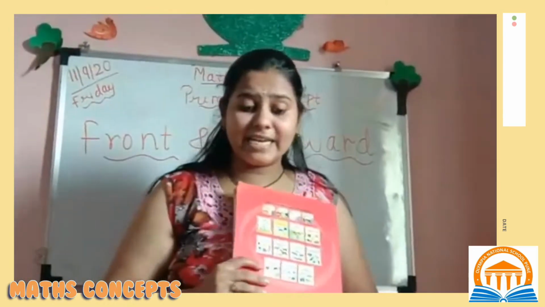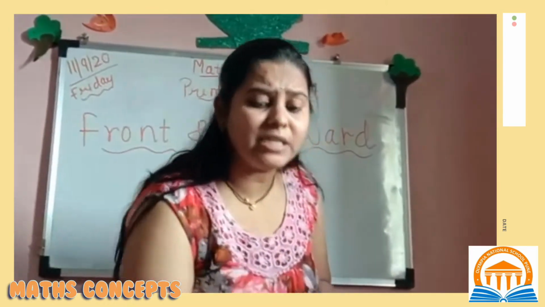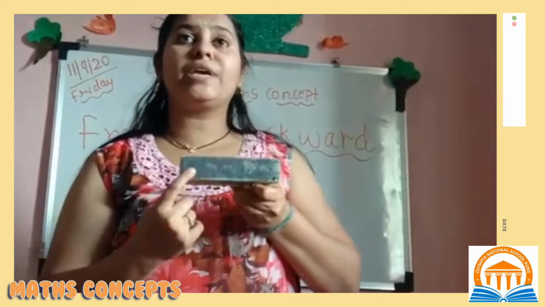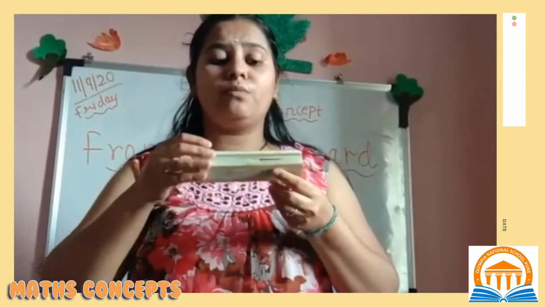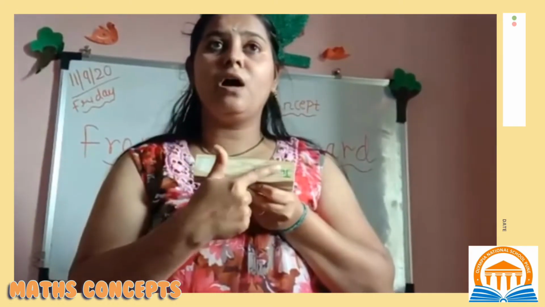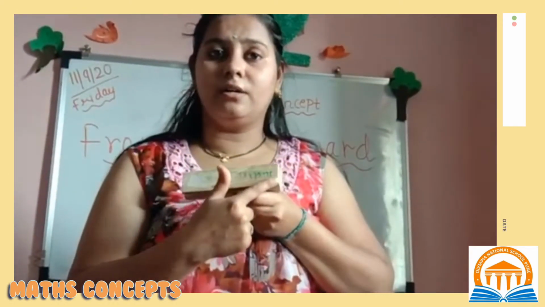Now let us take another example. You can see a duster, right? You can see a duster. This is the front side of the duster. If I turn it like that, this will be the back side of the duster.